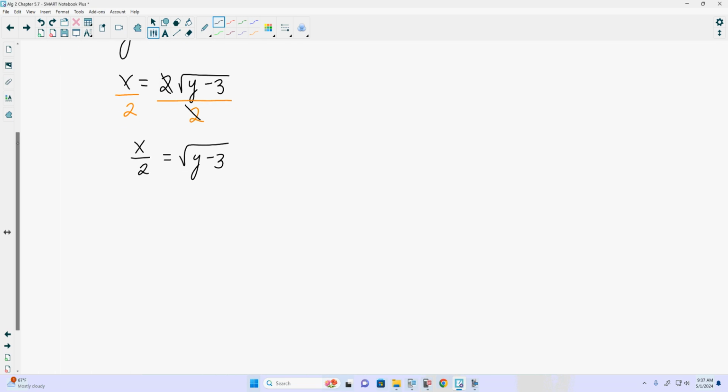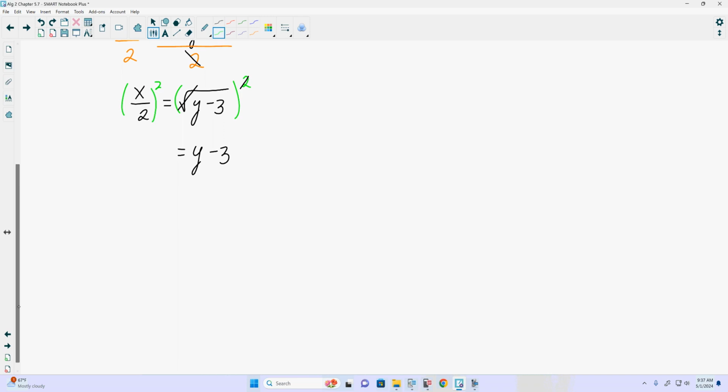Well, now we've run out of things. Now we've got to deal with that radical. The only way to simplify a square root is by squaring it, putting both sides to the second power. Because the square root squared simplifies, leaving us with y minus 3. Now the left-hand side, we're not going to leave it as x over 2 squared. Properties of exponents, we can actually apply the power to the top and bottom. We're really saying x over 2 times x over 2.